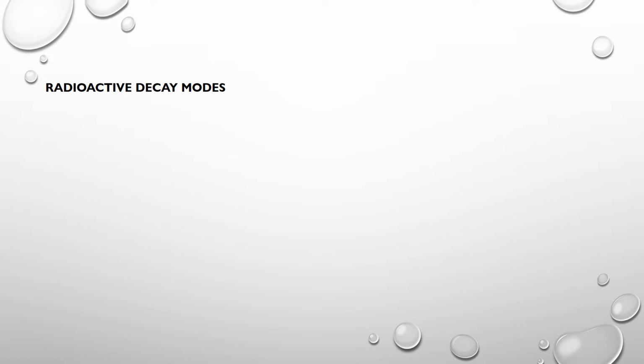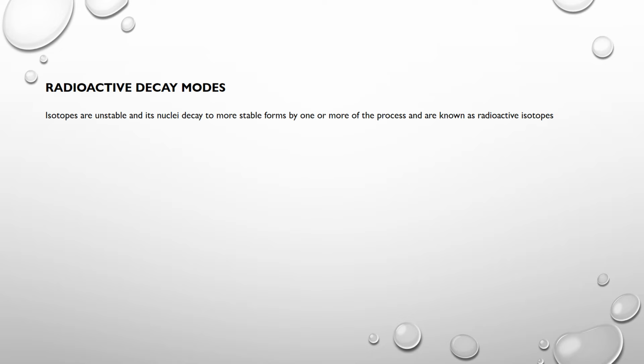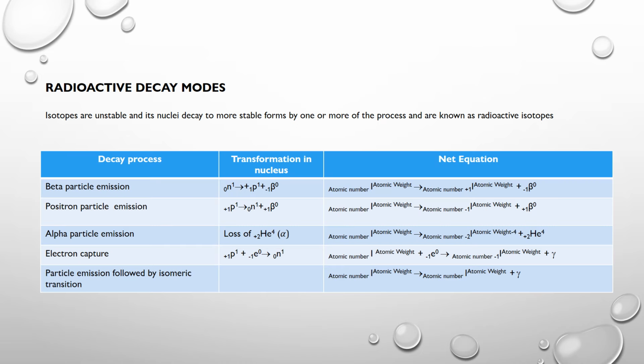Most of the naturally occurring and man-made isotopes are unstable, and because of that, the nucleus undergoes different types of decay. Isotopes are unstable, and the nuclei decay to more stable forms by one or more of these processes and are known as radioactive isotopes. There are different types of decay processes: beta particle emission, positron emission, alpha particle emission, electron capture, and particle emission followed by transition.